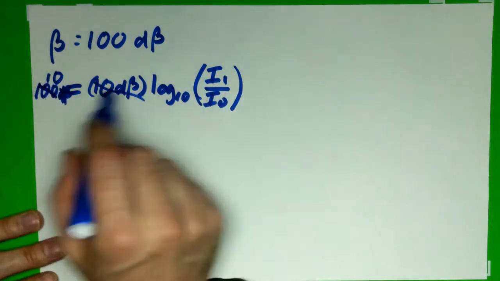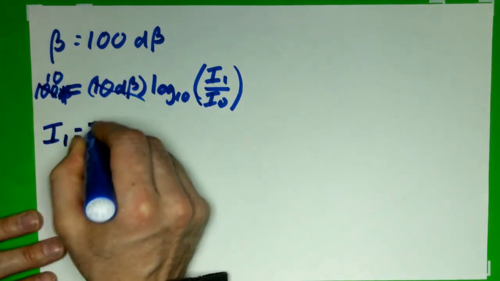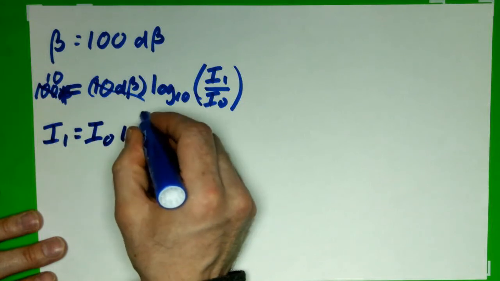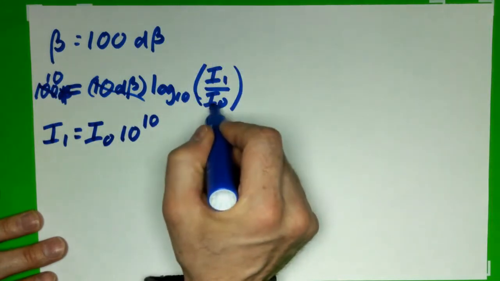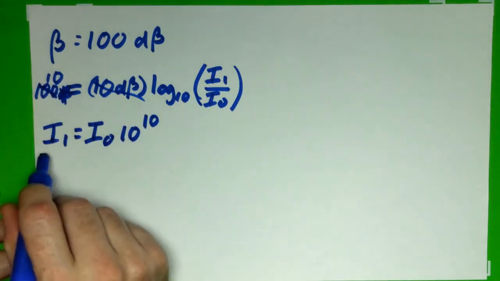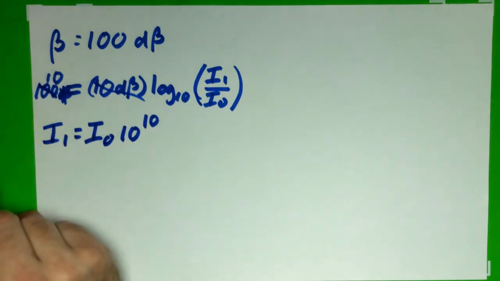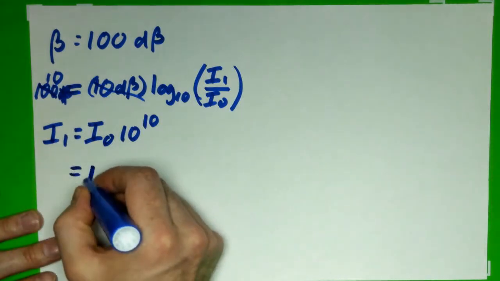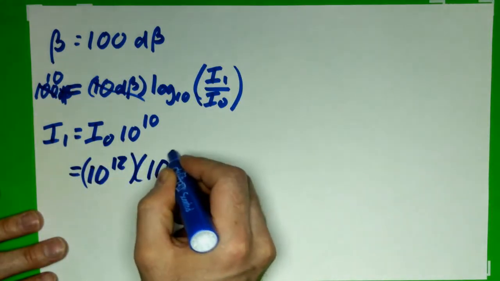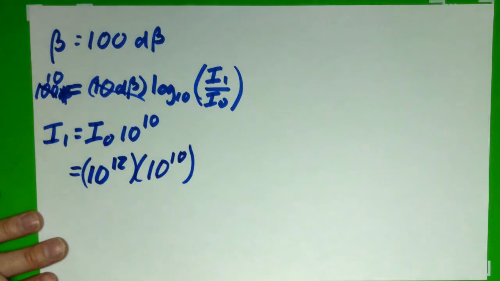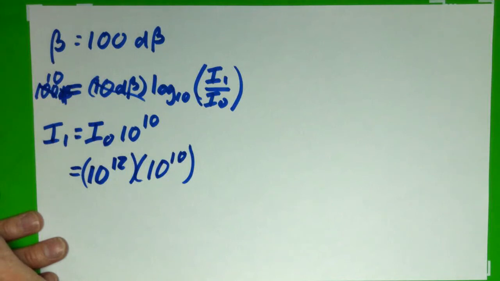So I can raise everything to the power of 10, which will invert this log, giving me I1 over I0 equals 10 to the 10. So 10 to this just gives me I1 over I0, and then I just multiply up the I0. This is now the intensity in terms of the threshold of hearing. Now that's got a value: 10 to the negative 12 watts per meter squared, and I'm multiplying by 10 to the 10. When you're multiplying powers with a like base, you just add the powers together.